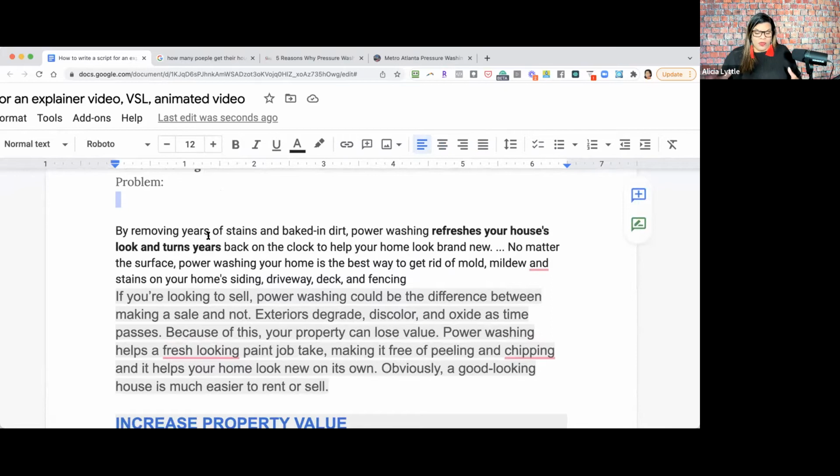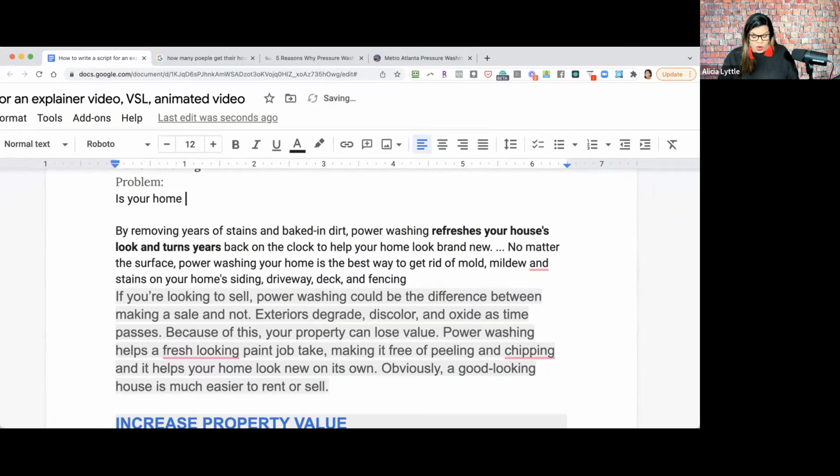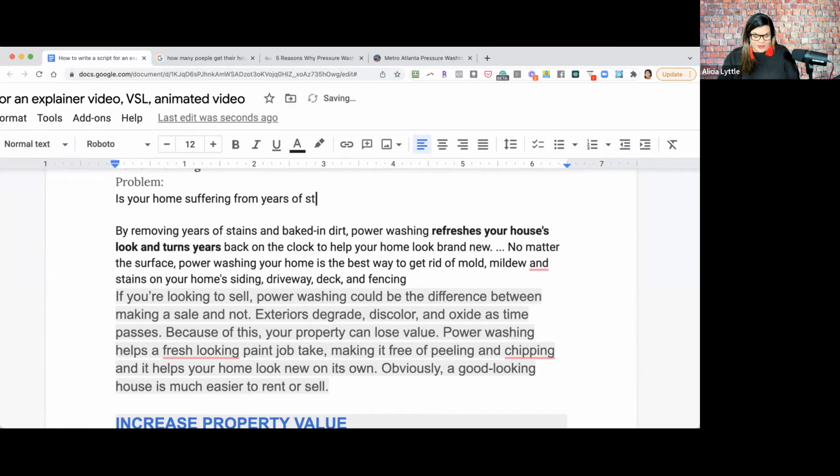So I can't use someone else's content. So here's the problem though. It's saying by removing years of stain and baked in dirt. So power washing refreshes your house's look and turns back on the clock to help your home look brand new. So is your home, and I like to ask it in a question that they're going to say yes to, because when they say yes, then you've got them, right? They're saying yes, yes, yes. So is your home suffering from years of stains and baked in dirt and grime?